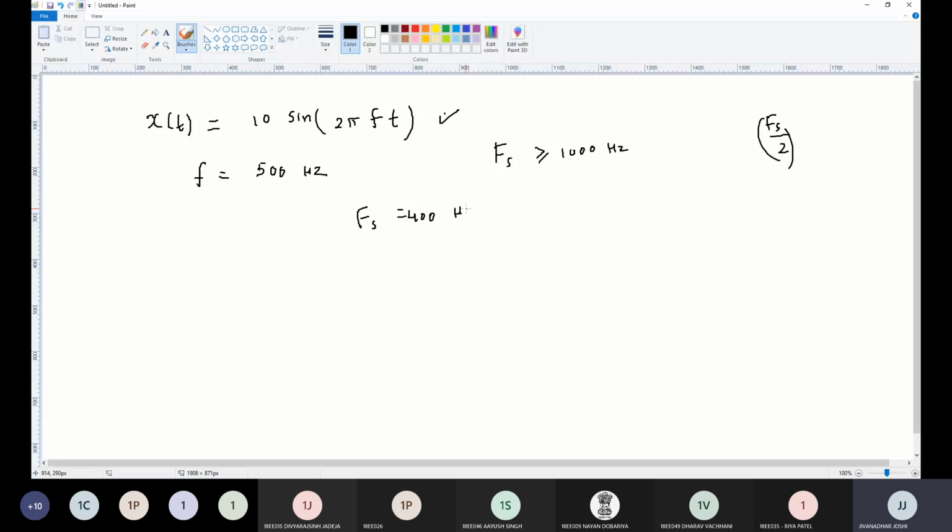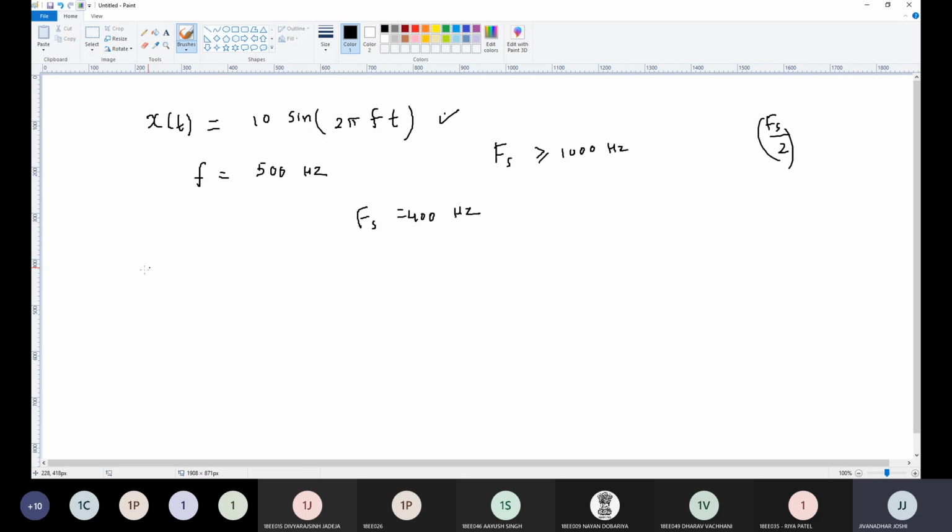Are you following what we are doing exactly? I can sample it with a frequency greater than 1000 hertz. But let me sample it with a frequency lesser than fs by 2. Let us analyze it first, then we'll talk about the rest later on. So fs is assumed to be 400 hertz right now.